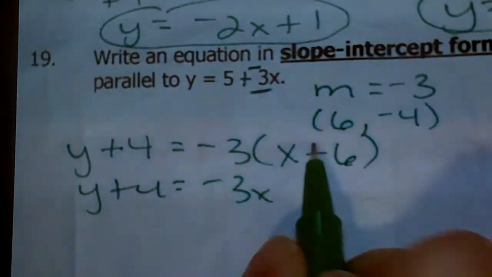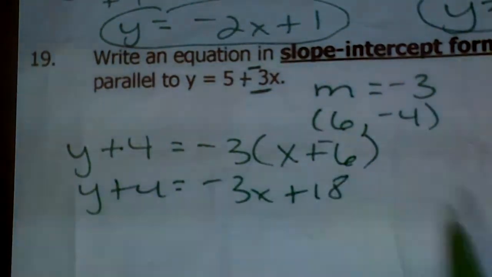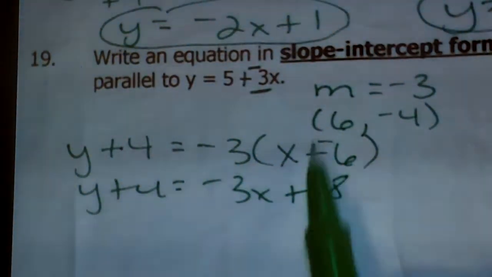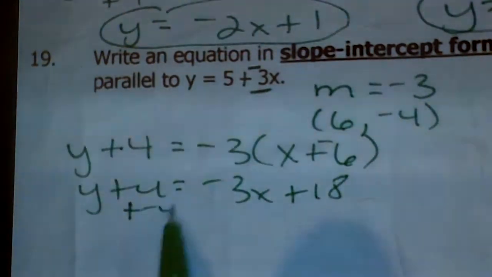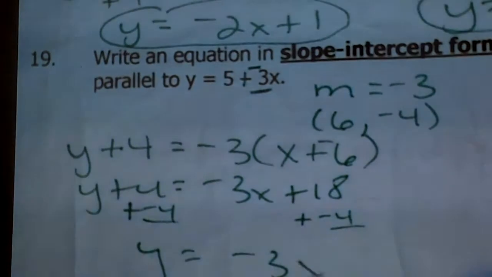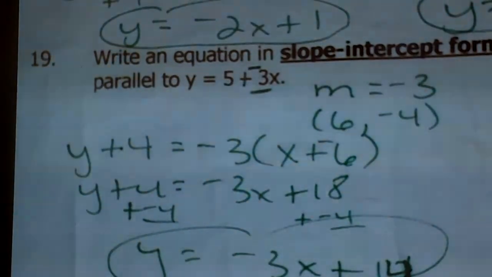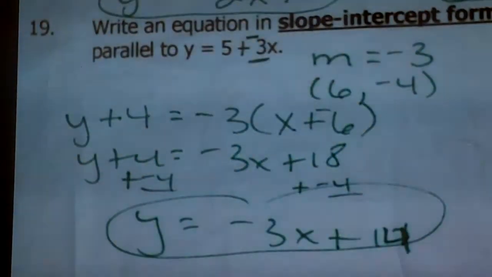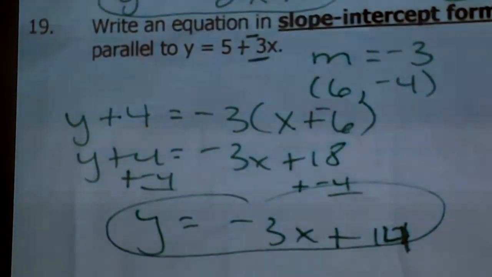I have negative 3x, and it ends up being plus 18, minus, up here becomes plus negative. And I'm going to subtract 4, and you get y equals negative 3x plus 14. Sorry. So y equals negative 3x plus 14 should be your final answer for that one.